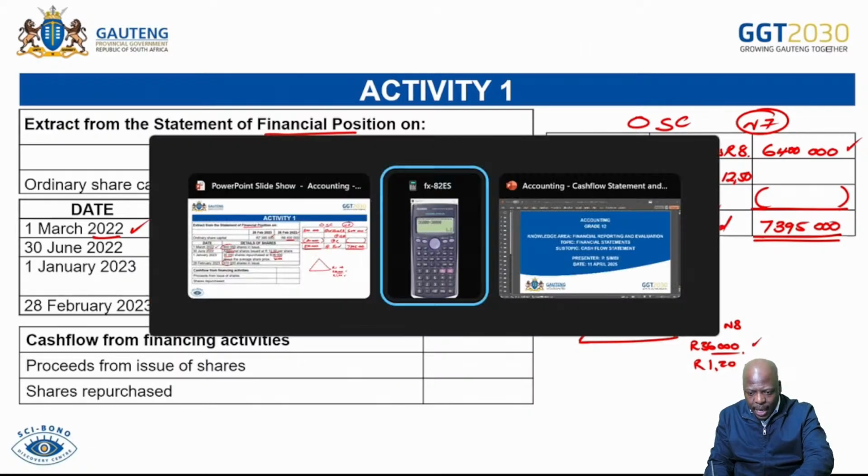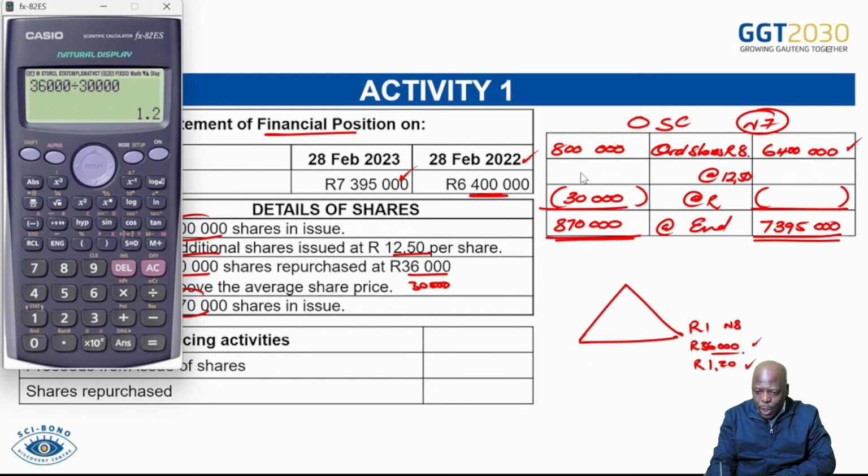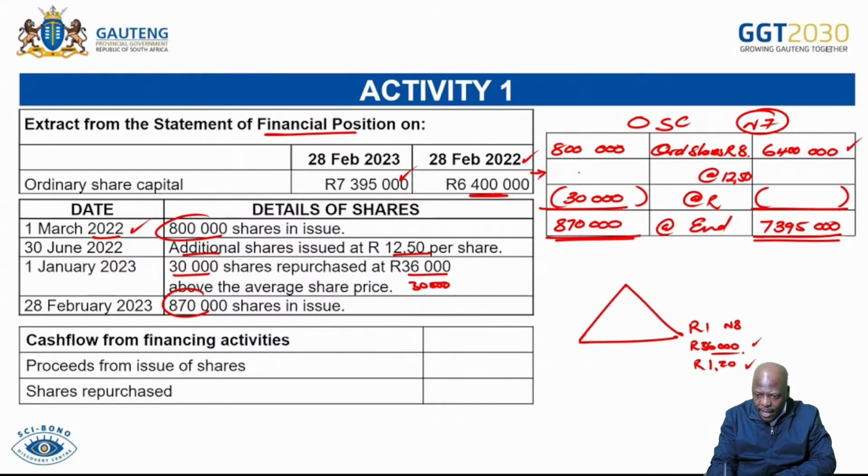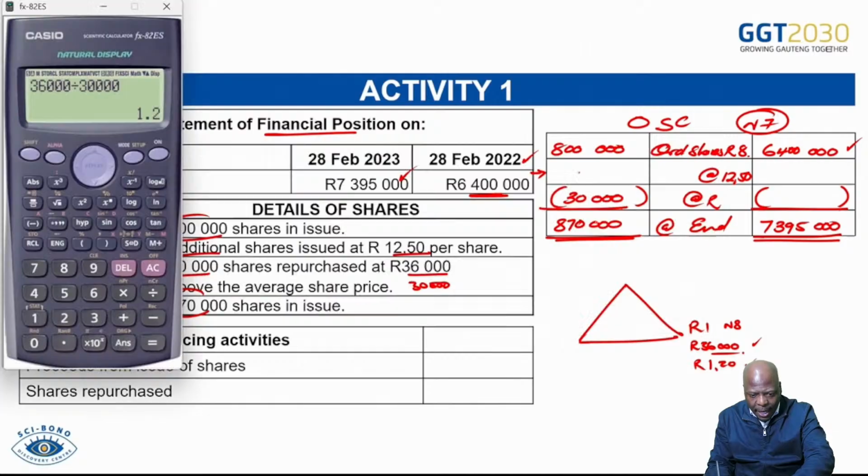And I would then say, I want to get this number of shares here. Can I get that? Yes, I simply do the bottom up approach. Let's see if I can do the bottom up. I start with 870,000. Then I'm going to say plus 30,000. Okay? Then I'm going to say minus 800,000, that one at the beginning. And that is going to give me 100,000.